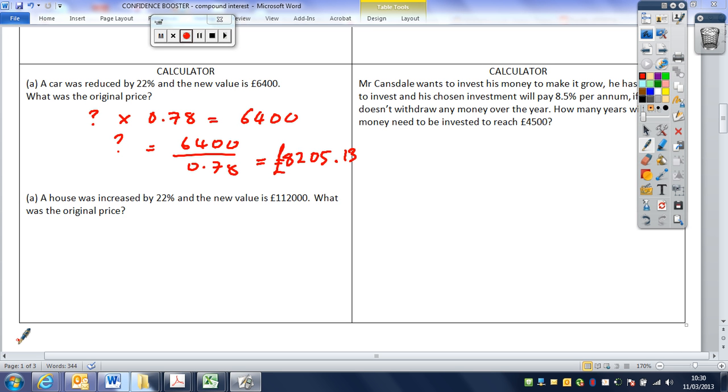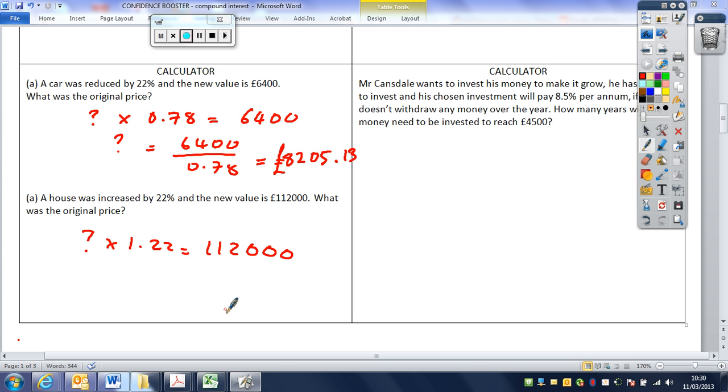And this one has gone up by 22%. So something we don't know times by 1.22 equals this 112,000, okay, which is kind of a semi-detached in Grimsby really. That's kind of what you're looking at there. Going up by 22%. Houses used to do that before the recession. Houses used to go up by massive amounts, okay, but now they just sort of steadily come down.